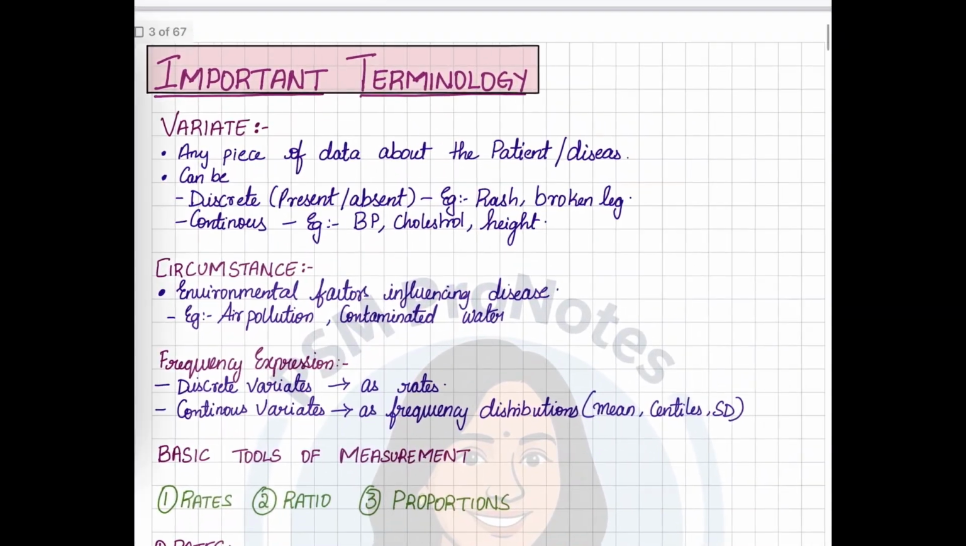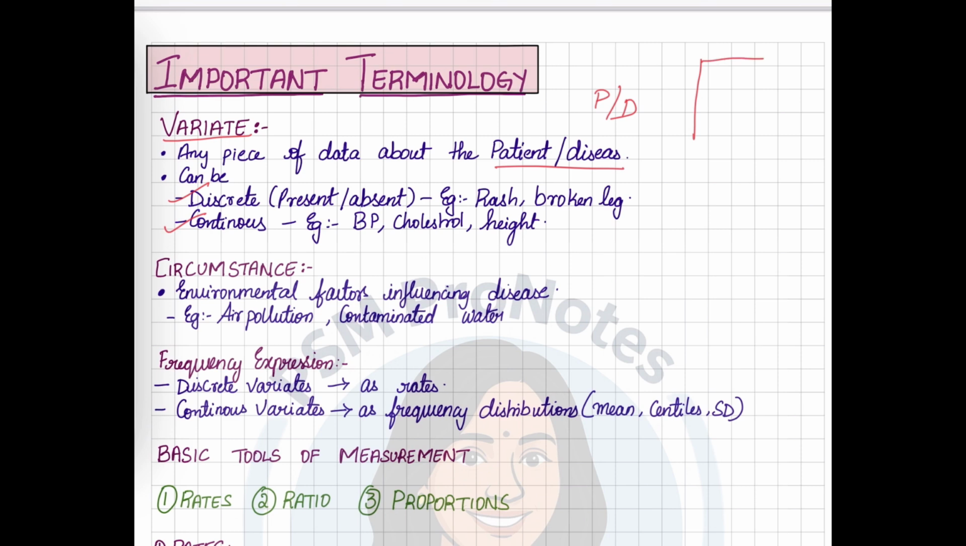Next, let us see what are the important terminology used. It is variate. A variate is any piece of data about the patient or the disease. It can be discrete or continuous. What is discrete data? What is data actually?